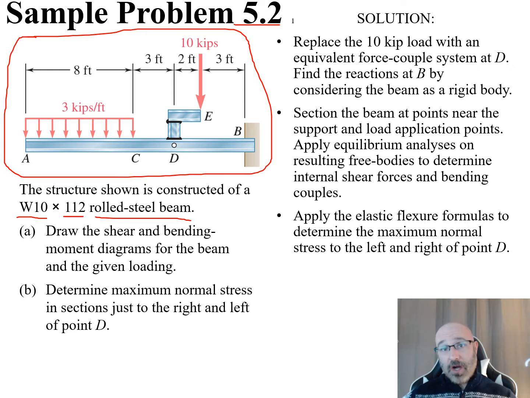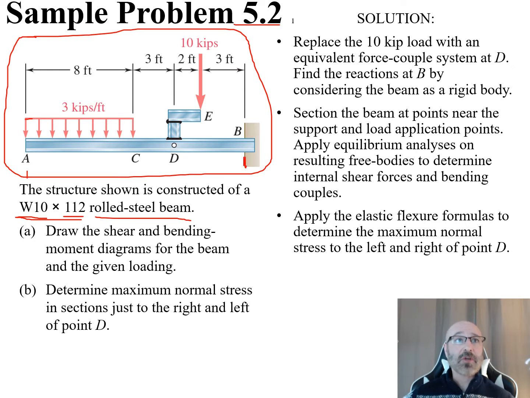And with our textbook here, we can actually go into the back into Appendix E and look this up. This is also something that you could look up online from the manufacturers and a lot of different material sheets as well for this W10 by 112 rolled steel beam. So now we can see this beam goes from A to B. We can see we have a fixed support over here at B.